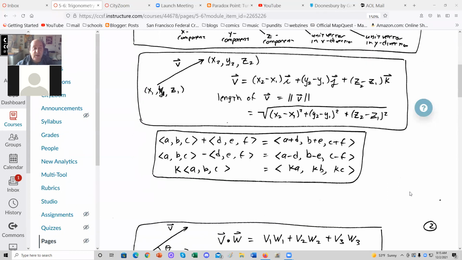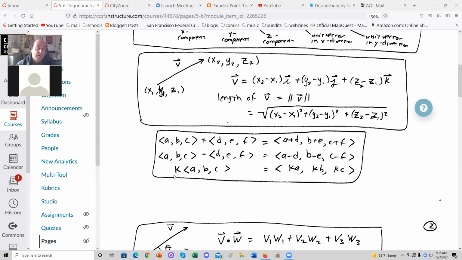As with 2D vectors, we can add, subtract, and multiply by a scalar. We do that by components. a by b by c plus d by e by f is a plus d by b plus e by c plus f. The x, y, and z components add in parallel. You subtract also in parallel. a by b by c minus d by e by f is a minus d by b minus e by c minus f, like here.